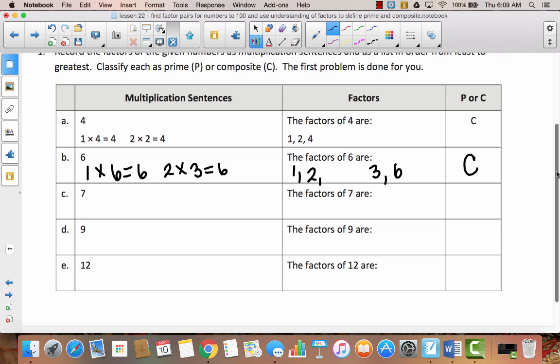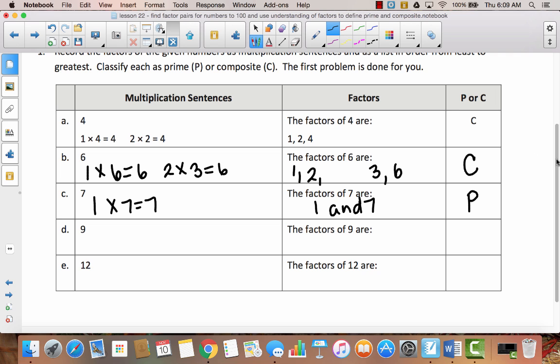Okay, so let's take a look at number 7. All right, so we know that every number has a factor of 1. So 1 times 7 is a factor pair. Okay, so that means the only other factors that there could be of 7 are the numbers that come between 1 and 7, like 2, 3, 4, 5, and 6. Well, nothing times 2 equals 7. Nothing times 3 equals 7. Nothing times 4. Nothing times 5. And nothing times 6. So that means that the factors of 7 are 1 and 7. So because it has exactly 2 factors, that means that it is prime.